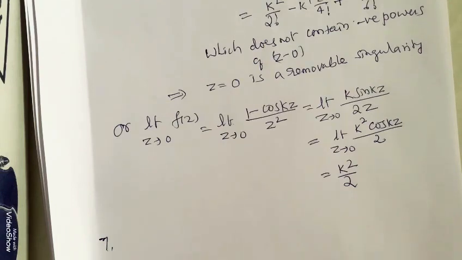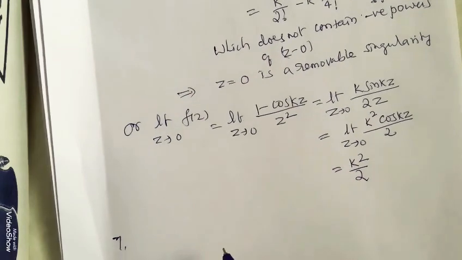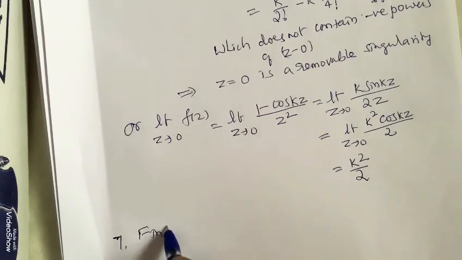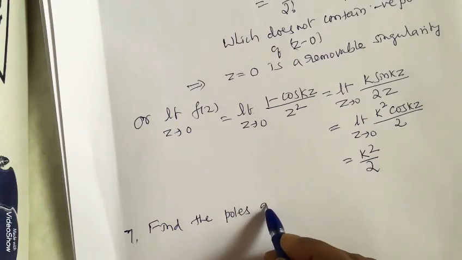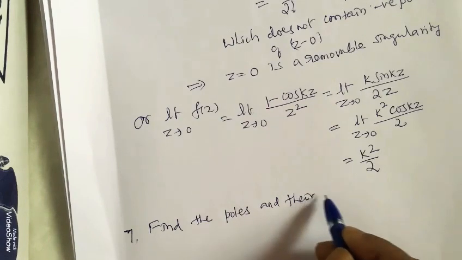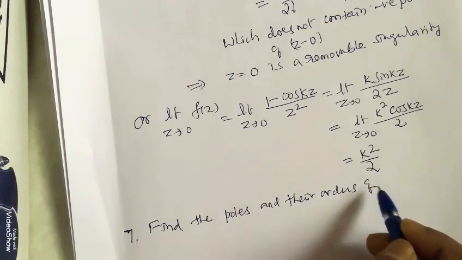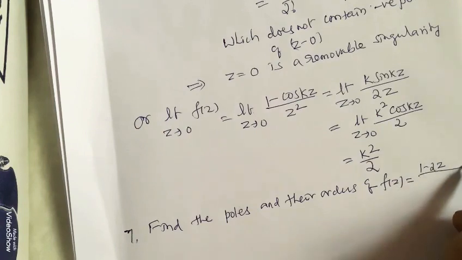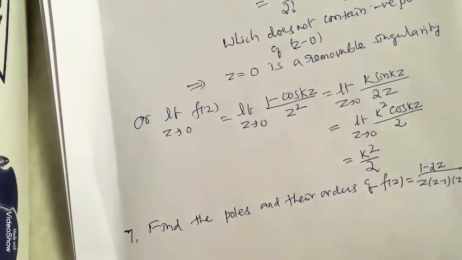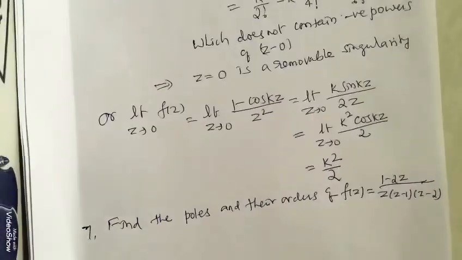Next example. Find the poles and their orders of f z is equal to 1 minus 2z divided by z into z minus 1 into z minus 2. Yes, it is very simple.